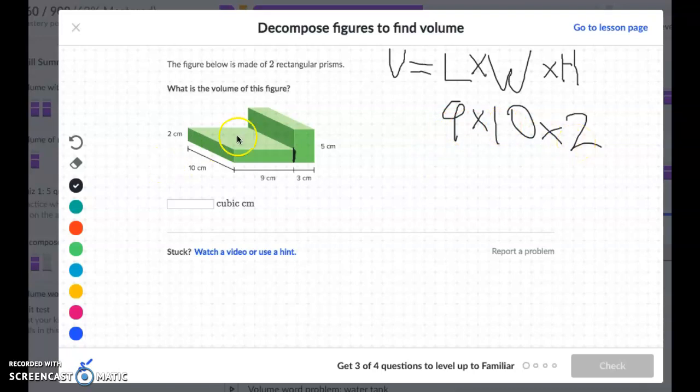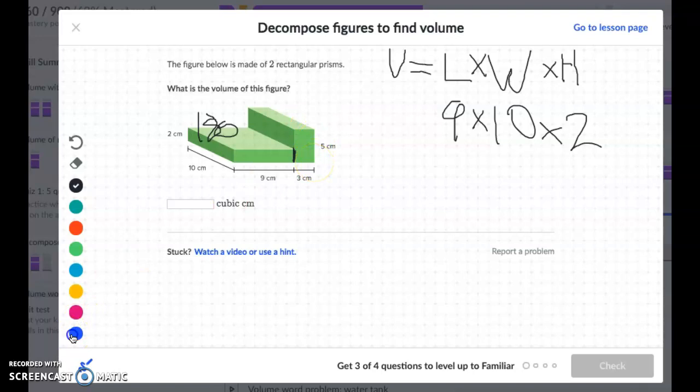Okay, so for me, I like to go over here and just write that volume is 180. A little bit sloppy, but we get the idea. So that I know that this is 180 right here, and now I can forget about that, because right now I don't care anymore. I need to find the volume of the second part.